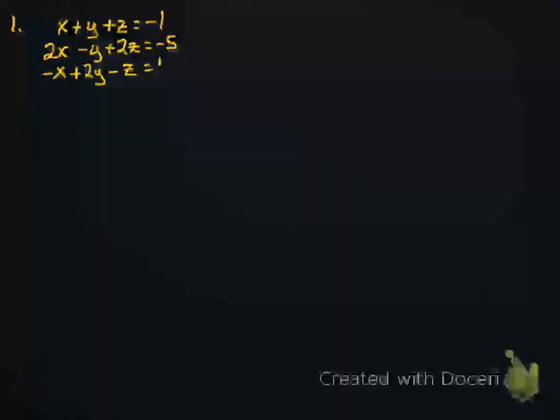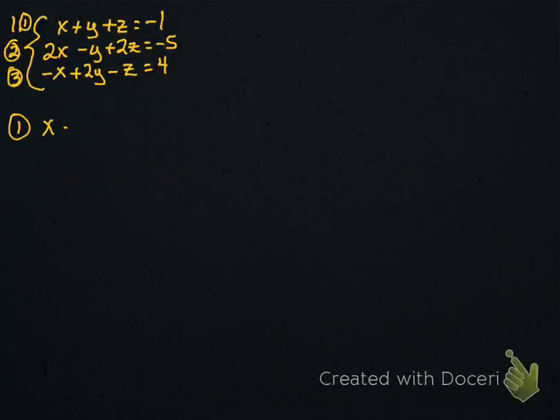Alright, here we go. Problem number 1 was x plus y plus z equals -1, 2x minus y plus 2z is -5, negative x plus 2y minus z equals 4. I started out, I was going to work with eliminating my x's. So I started out with problem number 1 and 2.